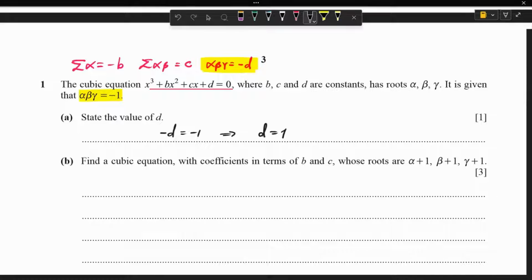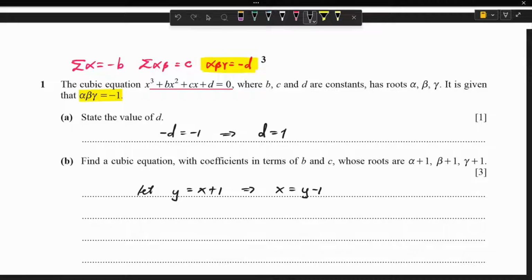It says, find a cubic equation with coefficients in terms of b and c, whose roots are alpha plus 1, beta plus 1, and gamma plus 1. Alright, so in this particular case, we're going to use substitution. I'm going to say let y be equal to x plus 1, which will lead us to having x being equal to y minus 1. So we're going to substitute x into the equation.